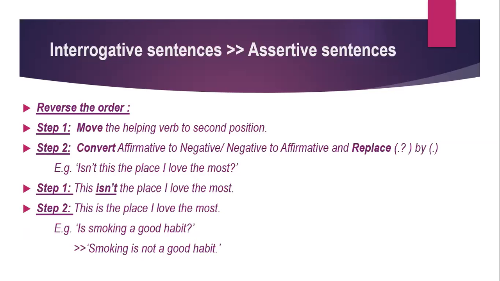Isn't this the place I love the most? After step 1, when we move the helping verb to the second position, it will become this isn't the place I love the most. This is a negative sentence. After step 2, the answer will be this is the place I love the most. Now notice we have changed the negative to affirmative, and this is our final answer. Similarly, another example, is smoking a good habit, will become smoking is not a good habit.